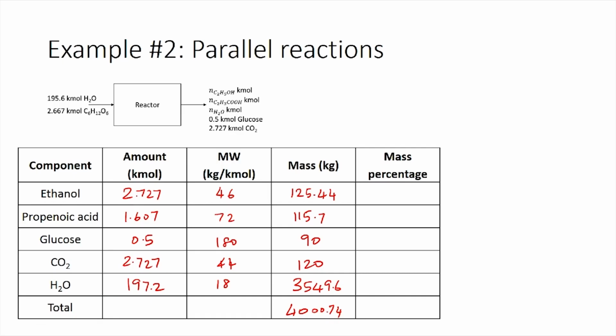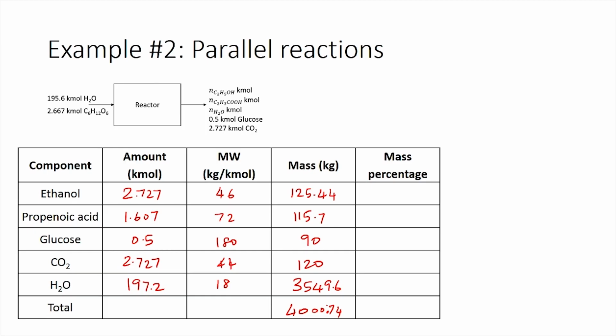The value we are getting here is slightly off. This is not because of mass being created, this is just because of rounding off errors. If we had not rounded off and if we had used all the decimals, we would get exactly 4000. So, the numbers which we have used are slightly off because of rounding off errors.